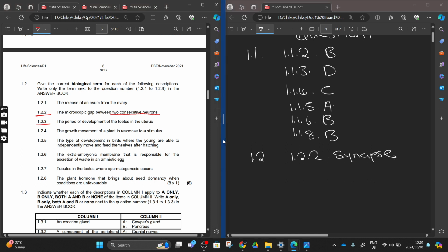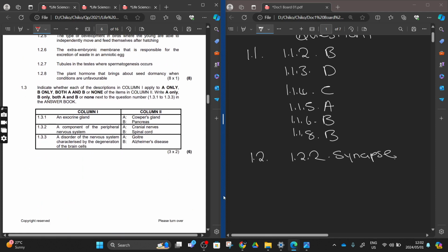Synapse, right? And then number 1.3, the period of development, no. The growth movement of plants, no. We haven't done this. We are going to do this next week, next topic, right? And then the type of development of beds, no. The extra embryo, no. The tubules in that, no. The plant hormone, no. We are only going to secure that 1.1.2.